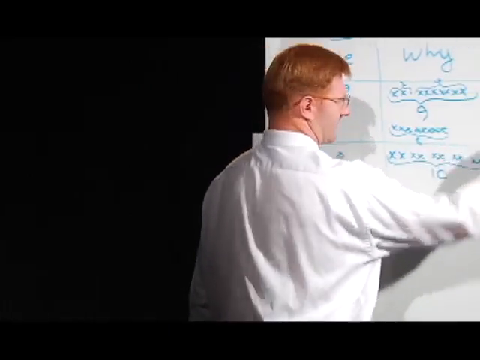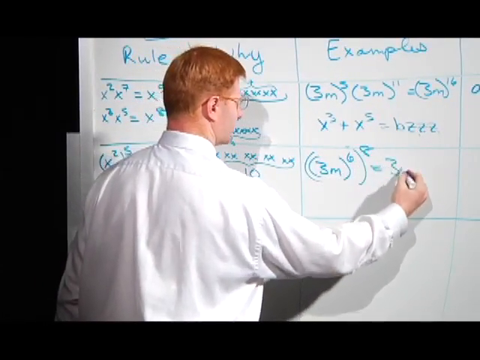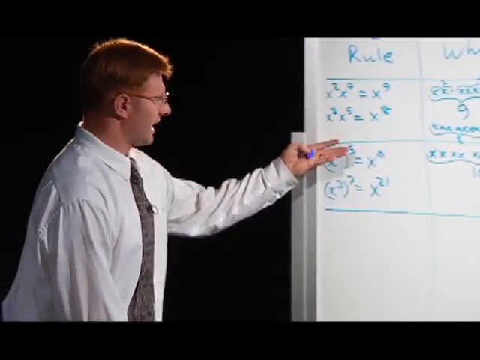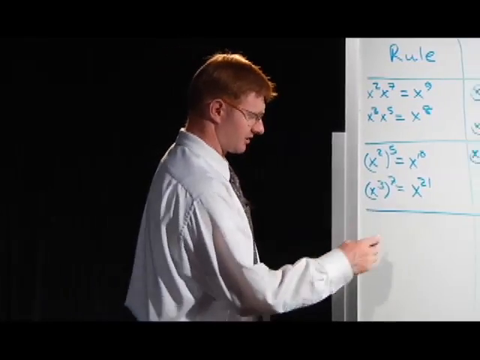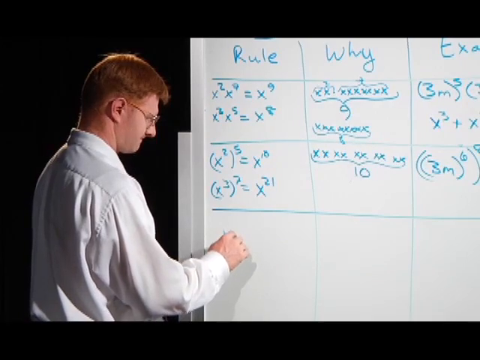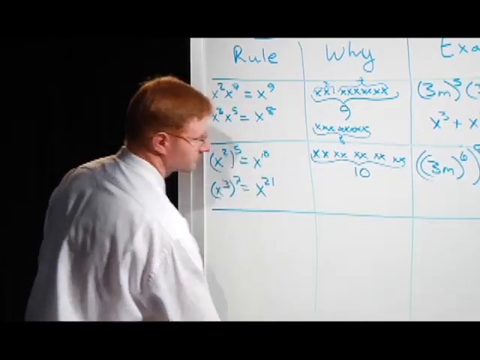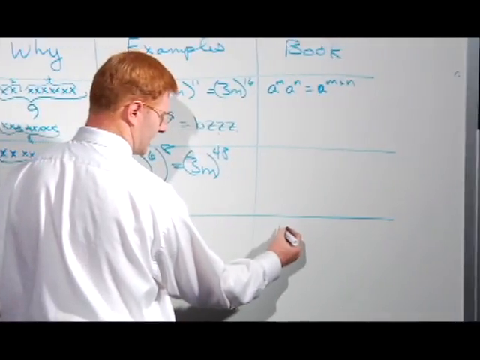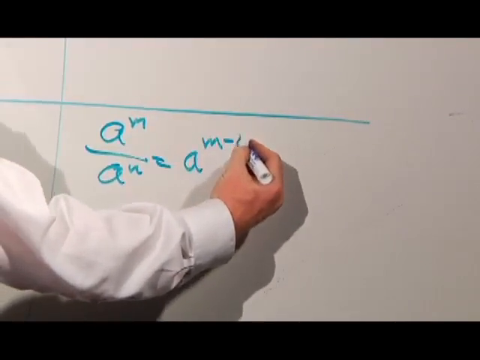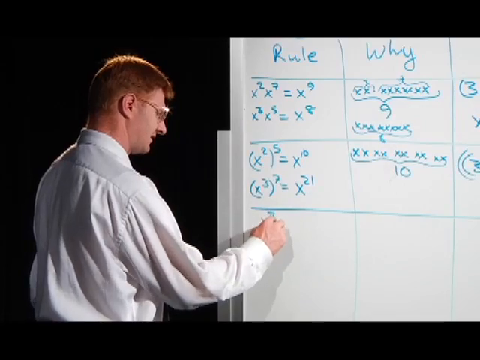So, again, examples, 3m to the 6th to the 8th. Yeah, that's 3m, whatever's there, to the 48th power. So on and so forth. And fill out all of those rules. In particular, when you get down here to, you have this, that's in the book one. So you've got this one down here where you're going to have a to the m over a to the n equals a to the m minus n. This will actually be the basis, if they really believe that.